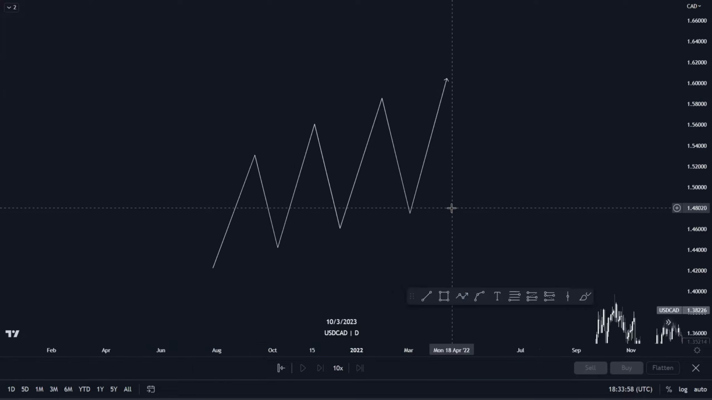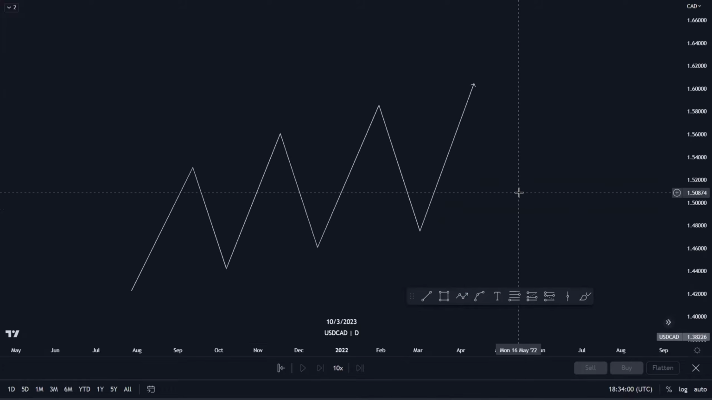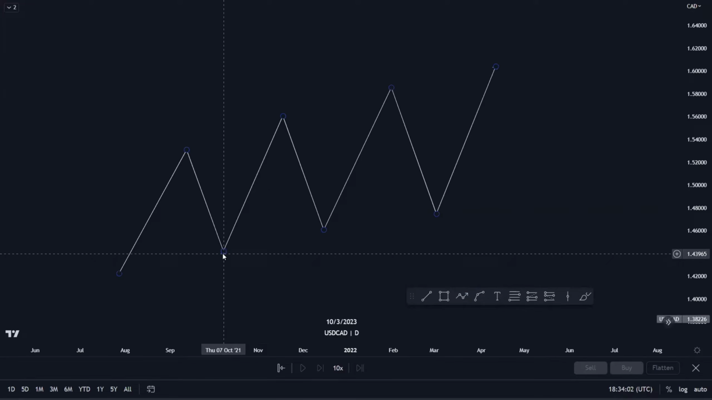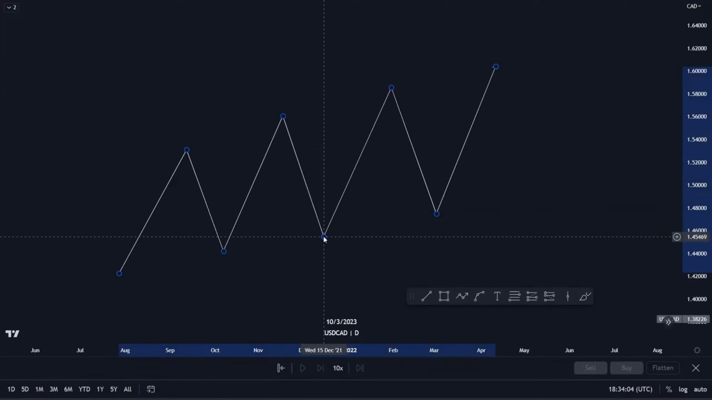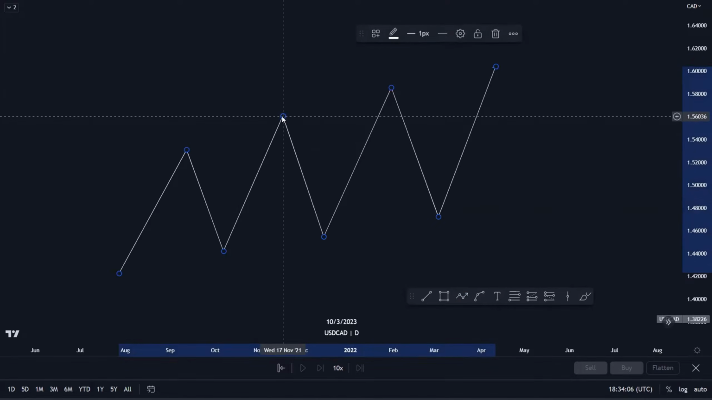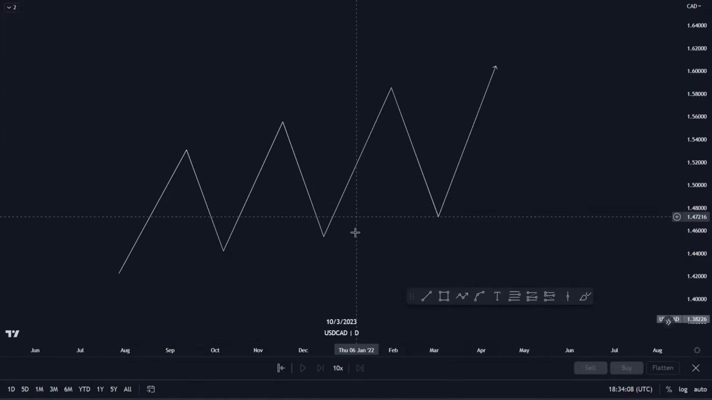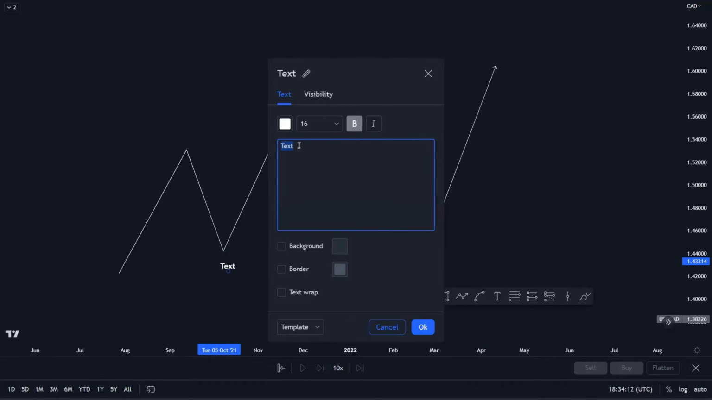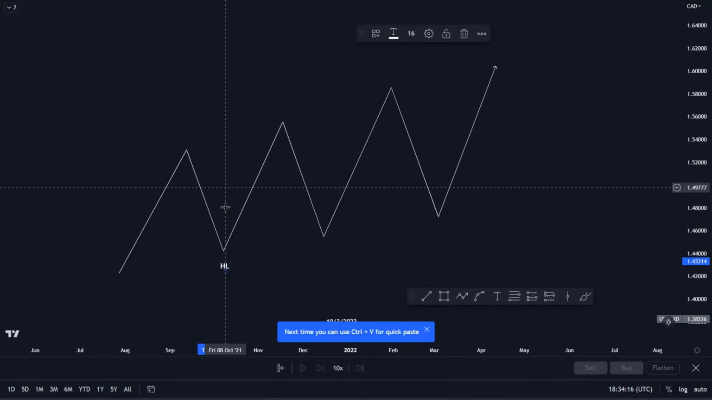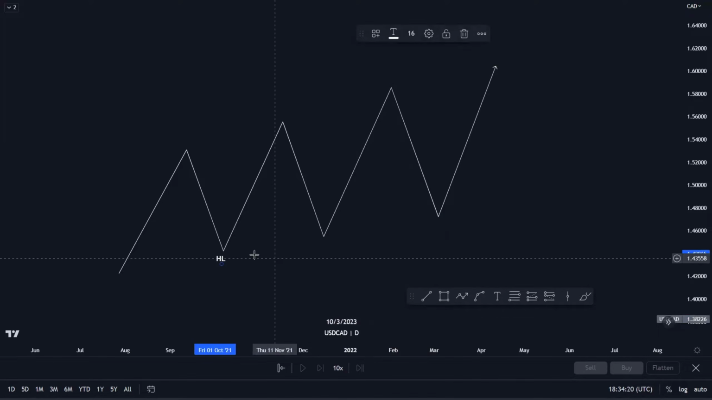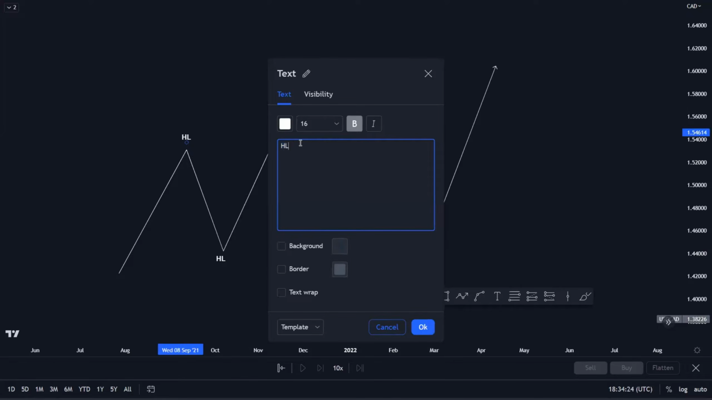So now, this will be the textbook example of our bullish trend, meaning that here we'll be having our higher lows, and here our higher highs.